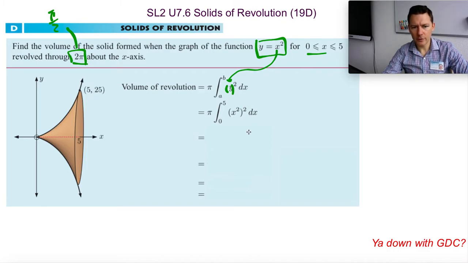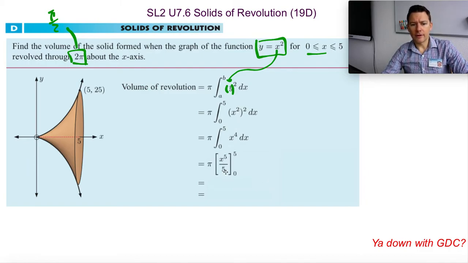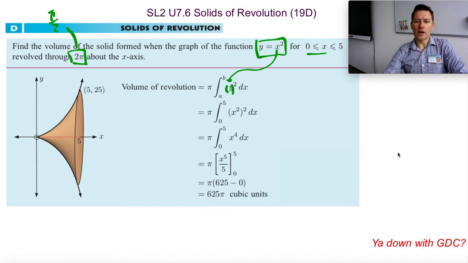So x squared squared, dx. Great, there's that. And then integrate. So x to the 5th over 5, not a problem, from 0 to 5. So plug in 5, plug in 0. The 0 doesn't really matter. And then pi is still there. Don't multiply it in.